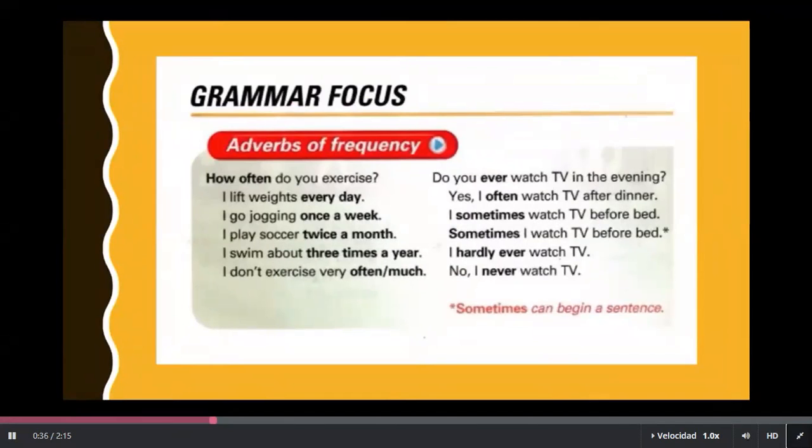Do you ever watch TV in the evening? Yes, I often watch TV after dinner. I sometimes watch TV before bed. Sometimes I watch TV before bed. I hardly ever watch TV. No, I never watch TV. Always. Almost always. Usually. Often. Sometimes. Hardly ever. Almost never.